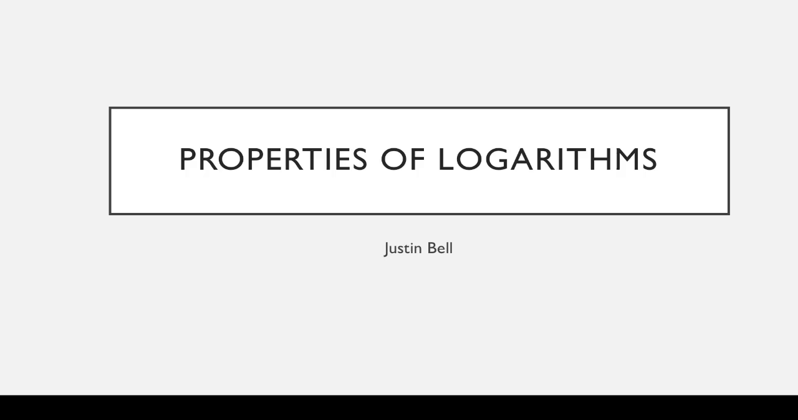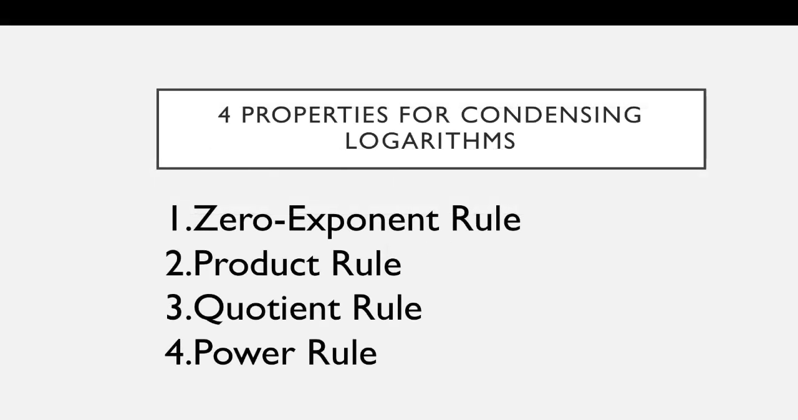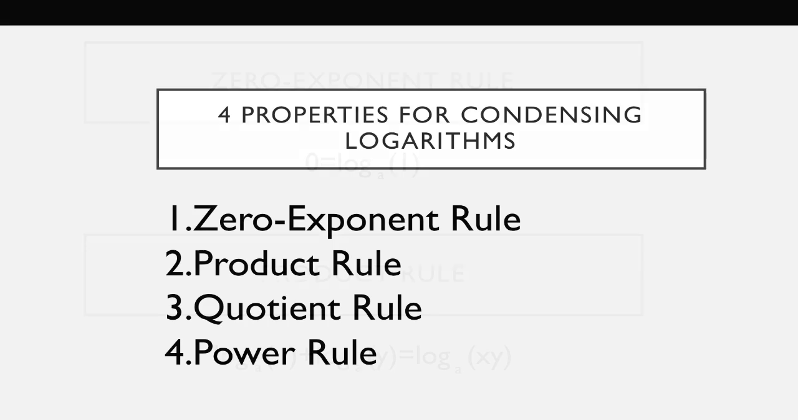Today we are going to be learning about the properties of logarithms. There are four common properties we can use for condensing logarithms. They are the zero exponent rule, the product rule, the quotient rule, and the power rule.